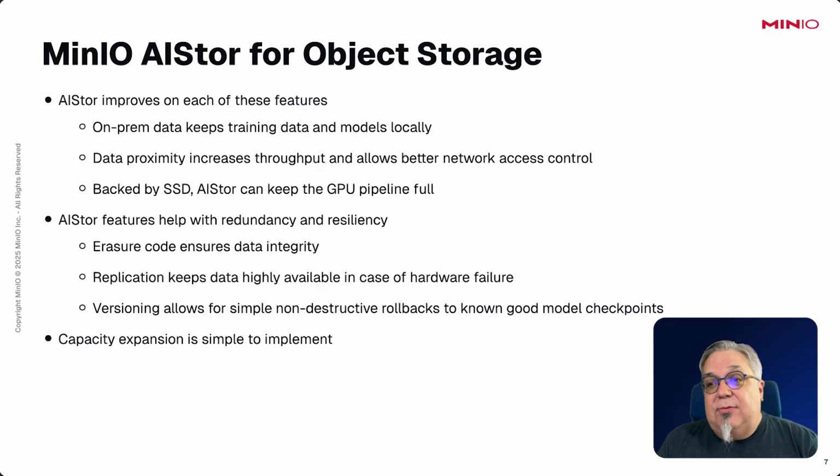AIStor also has a number of features that help with redundancy and resiliency. We have erasure coding, which ensures that you have data integrity. You're not going to have sudden changes to your training or testing or your models. Replication is going to keep your data highly available in case you have a hardware failure. You're also going to have versioning, which allows for simple, non-destructive rollbacks to known good model checkpoints, among other things.